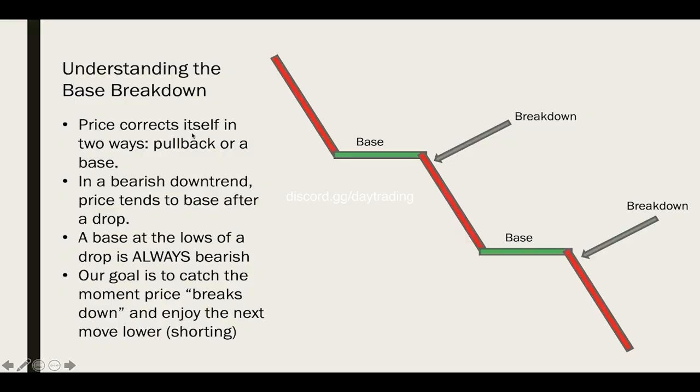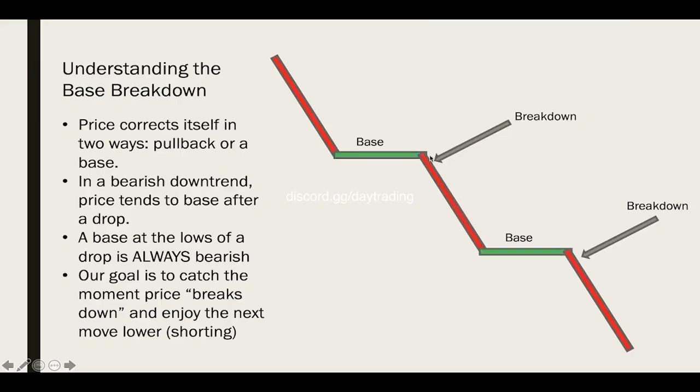As we know, price corrects itself in two ways, either a pullback or retracement, or a base. So we have a drop. Let's say this is a downtrend. It's clearly a downtrend. We have a lot of bearish momentum, a lot of selling pressure. We have a drop and we consolidate at the lows. It wants to continue lower, but it needs to correct itself first. So it corrects itself through the base. We're chilling at the bottom of this drop before right here we have that breakdown.